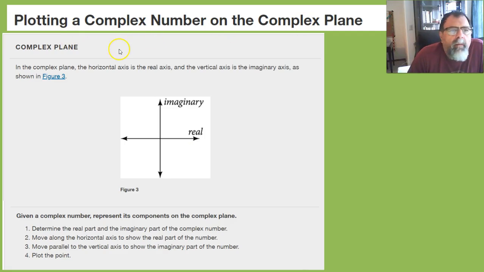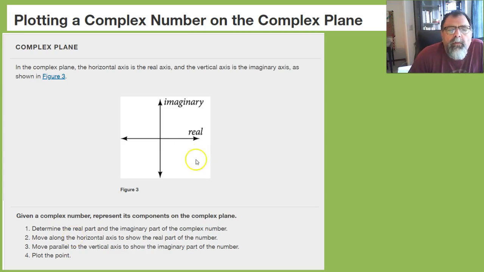Plotting a complex number on a complex plane. We can't plot a complex number on the real number axis, which is typically the x-axis. But we can plot it if we make the y, the vertical axis, the imaginary axis, and the x-axis the real number line. To do this, determine the real part and the imaginary part of the complex number, move along the horizontal axis to show the real part, and move parallel to the vertical axis to show the imaginary part, and plot the point.